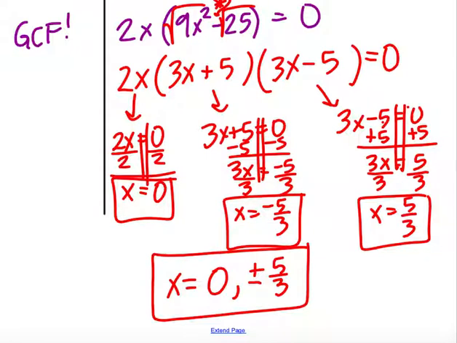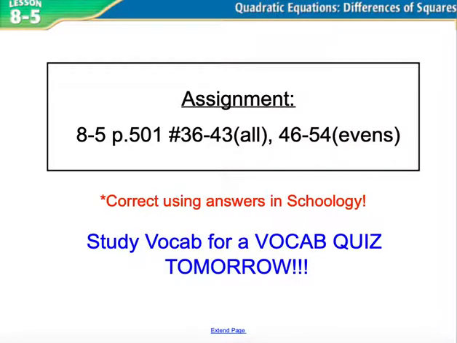All right, well, I hope this helps with your lesson today. The homework I'd like you to try for the rest of the work time in class is 36 through 43 all on page 501 and 46 through 54, just the evens. Please make sure you get this done for Friday because Friday is our final review day, so you can ask me some good questions. If you have extra time in class, please feel free to study your vocab because you have a vocabulary quiz tomorrow.